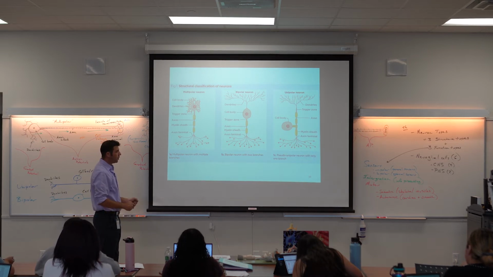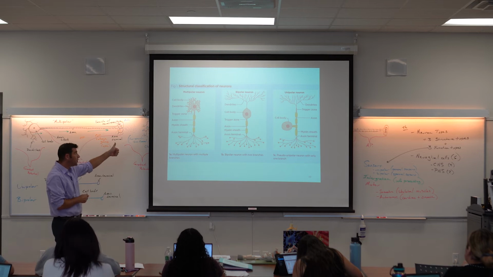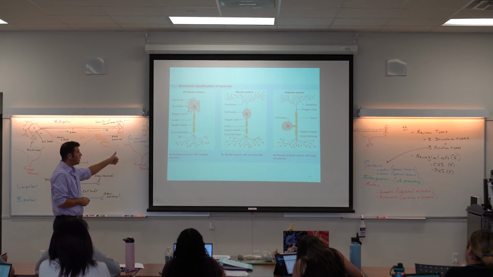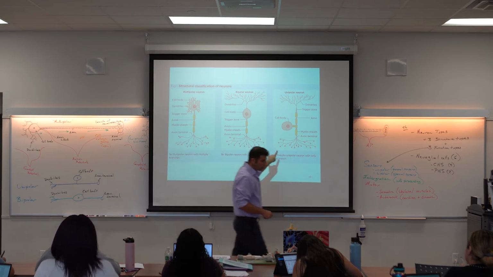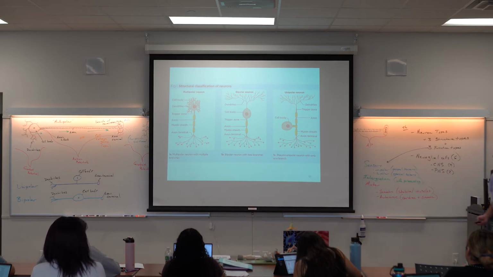Okay, so that's one thing. Multipolar, just by looking at that, we know it's a multipolar neuron, but we don't know its function. It could function as an integration neuron or it could function as a motor neuron. Those structures tell us sensory neuron.